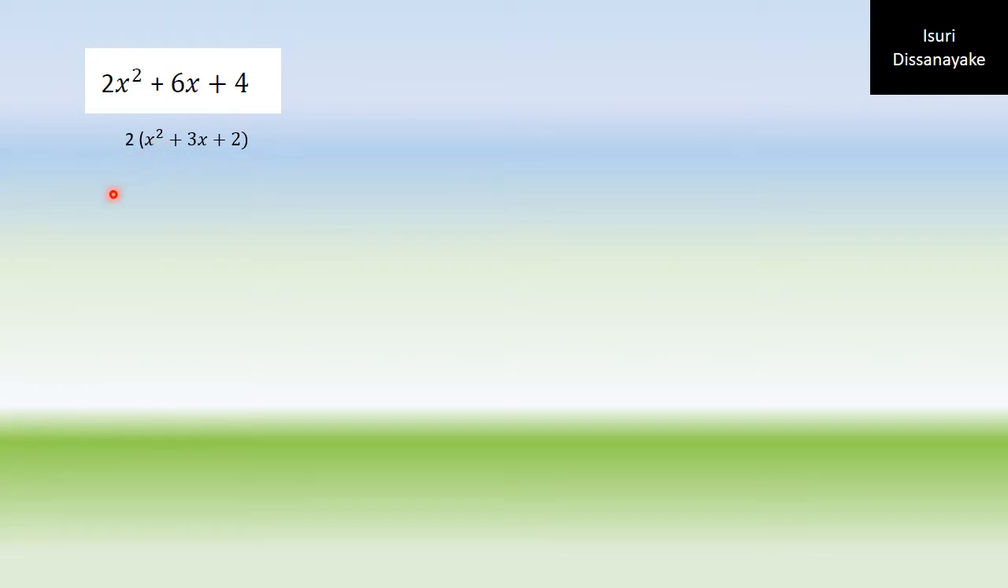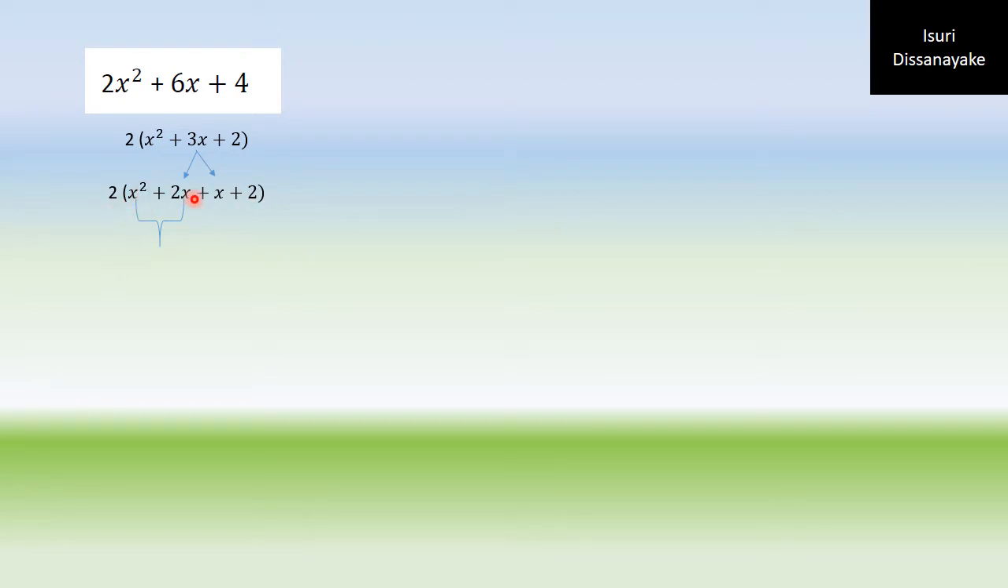Now the 2 you write as it is. You write x squared as it is, and as we did before, 3x we will split into two numbers, that is 2x plus 1x. When you add, you will get 3x, as well as 2 times 1. When you multiply, you will get this 2. So the condition is satisfied. We write down plus 2. You write 2 as it is.